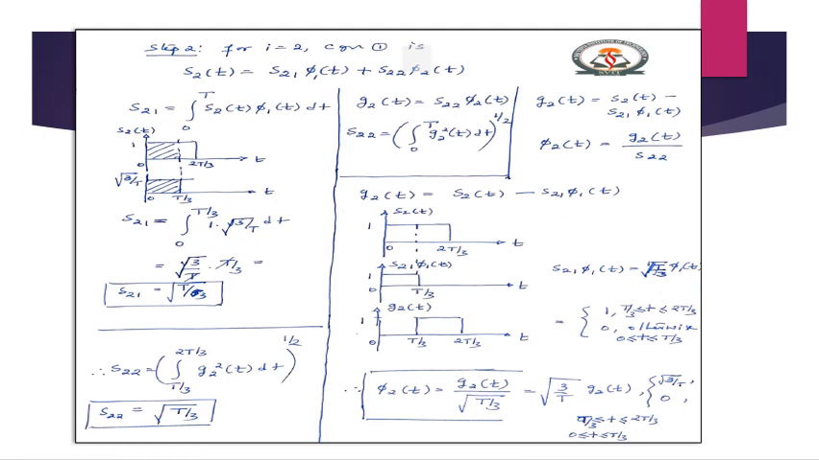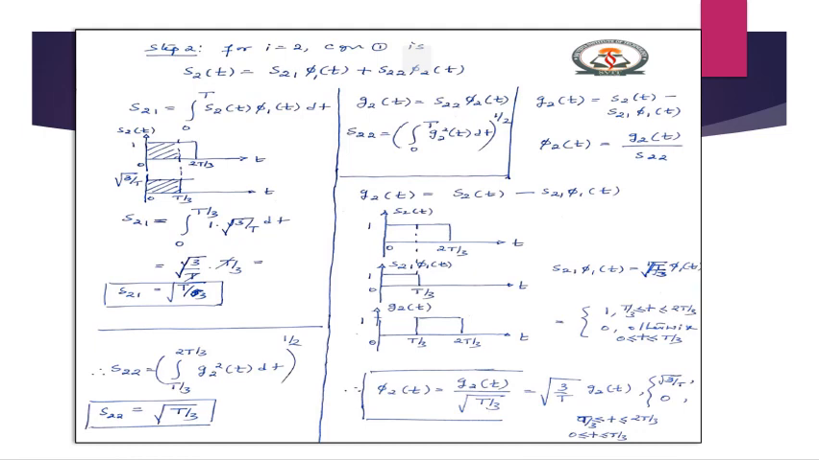That is equal to integration from 0 to T of s2 of t into phi1 of t into dt. And the waveform for s2 of t is already given in the question, therefore the waveforms are given as follows. And phi1 of t, which we already solved in the previous slide, is root of 3 by T when t ranges from 0 to T by 3. So the waveforms have been drawn. Let us substitute the values here.